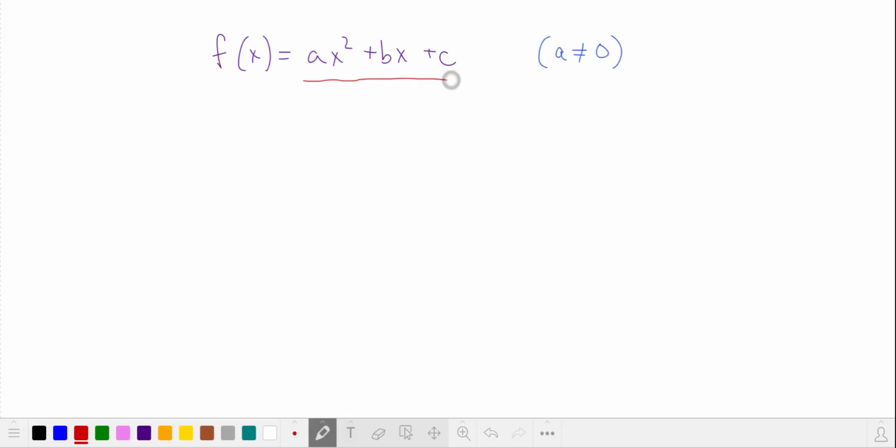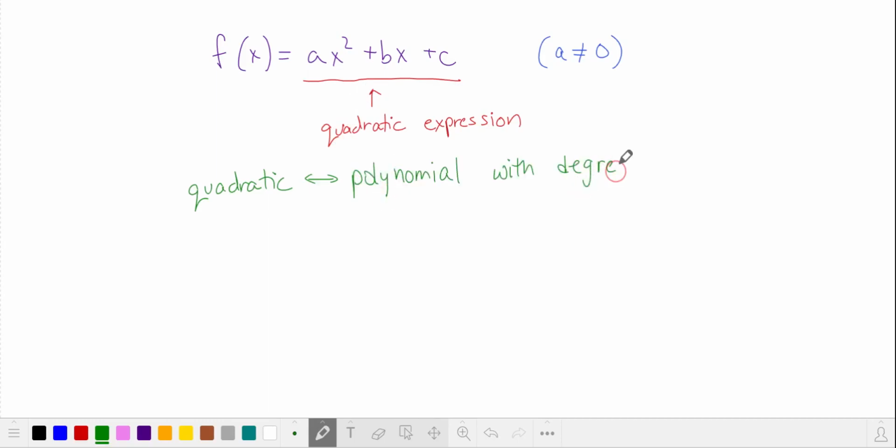We call something that looks like this a quadratic expression. A quadratic is a polynomial with a degree of 2. A polynomial is something that looks like this. It has one variable multiplied by its coefficients, and that variable is raised to a non-negative power. If the highest power of the variable is 2, that makes it a quadratic.